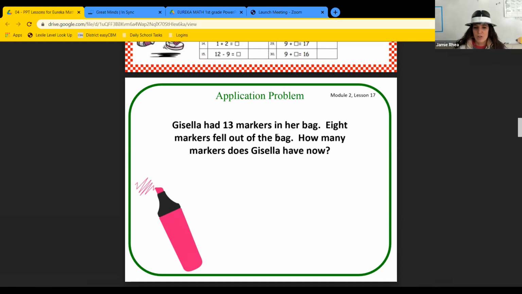Gisela had 13 markers in her bag. 8 markers fell out of the bag. How many markers does Gisela have now? Does it tell us how we have to solve this? No. So that means we get to decide how we're going to solve this, okay? So let's go back and look for clues. Let me grab my marker. And let's get looking. Gisela had 13 markers in her bag. 13 in her bag is my clue. So I'm going to write 13 and put a bag.